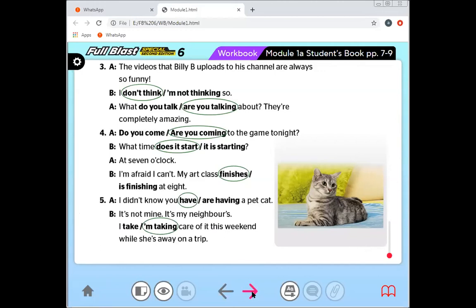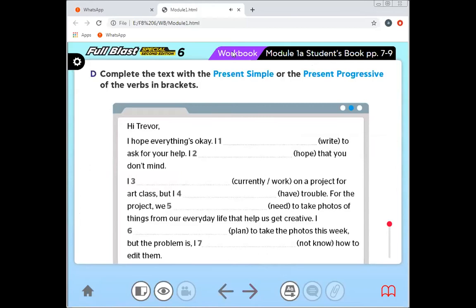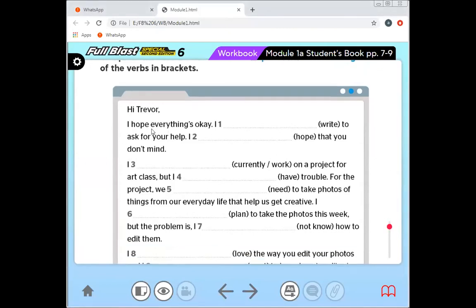For the next exercise, I'm going to unmute you all, and then the one who raises her hand, I'm going to choose her. Okay, raise your hand if you want to answer. Complete the next text with the present simple or present progressive for the verbs in brackets. Hi, Trevor. I hope everything is okay. I to ask for your help. I write or am writing?